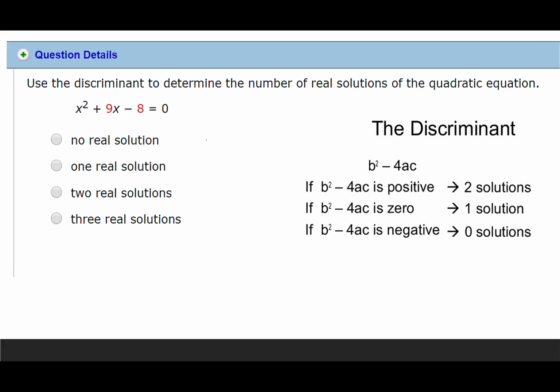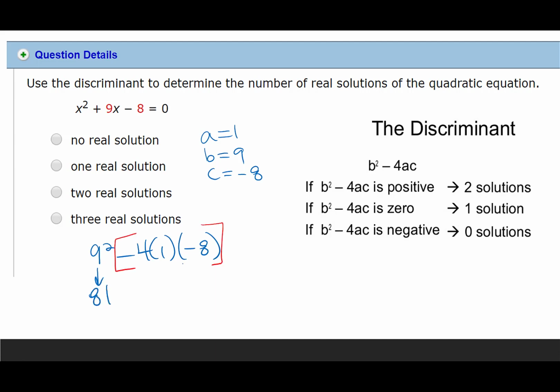Okay, we'll try that again. In this example, a is 1, b is 9, and c is negative 8. Our discriminant would be 9 squared minus 4 times 1 times negative 8. 9 squared is 81. If we multiply this part, negative 4 times 1 is negative 4. Negative 4 times negative 8 is positive 32.